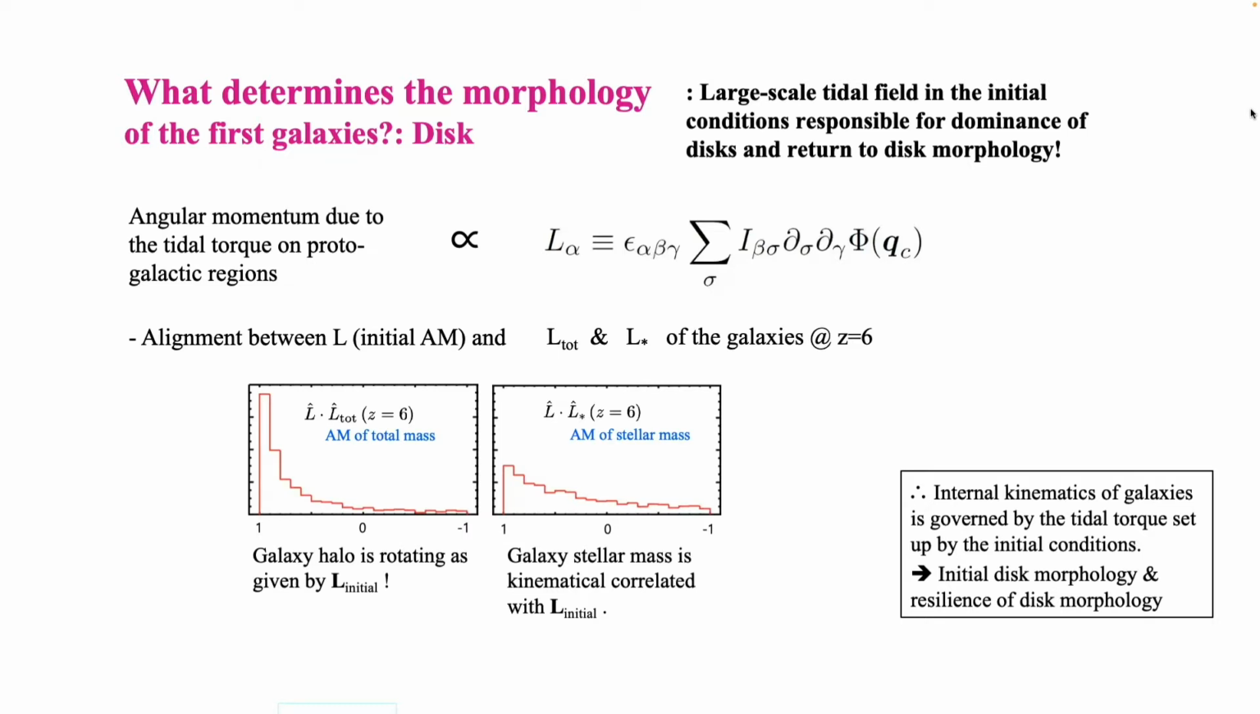So therefore, the internal kinematics of galaxies is governed by the tidal torque set up by the initial conditions, and this is probably responsible for the initial disk morphology, and also the resilience of disk morphology when disk galaxies are perturbed or destroyed by strong interactions or mergers. So they temporarily get some different morphology, and then they reacquire disk morphology later, because there is a continuous mass inflow following these initial conditions.